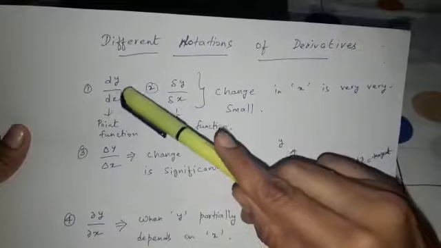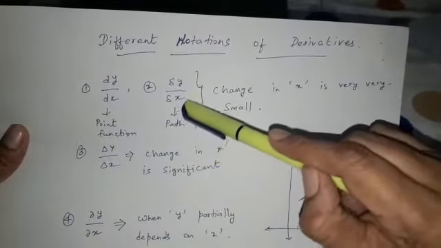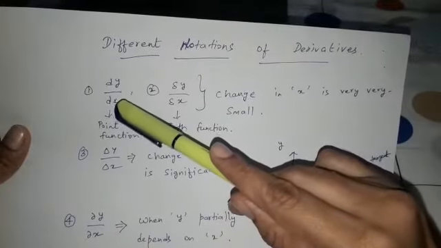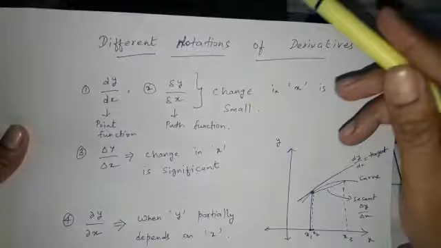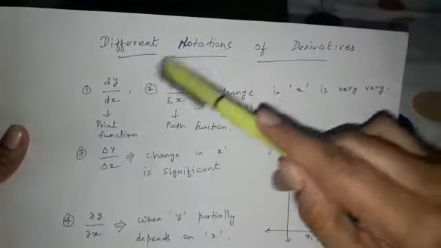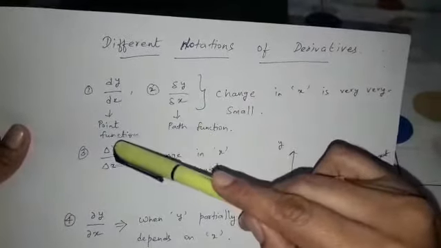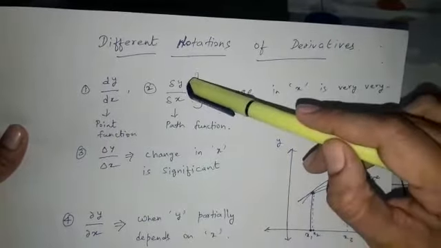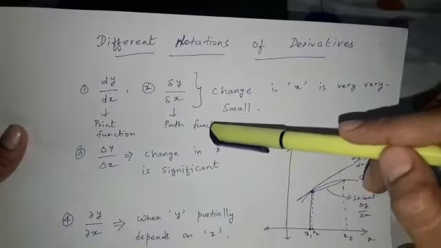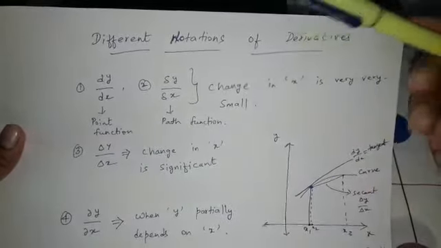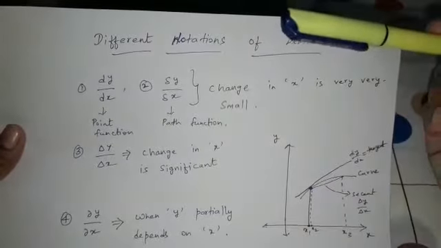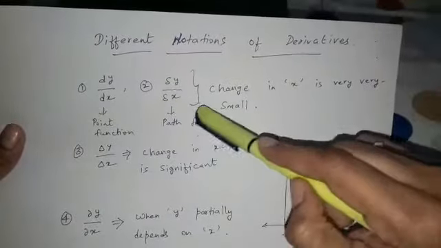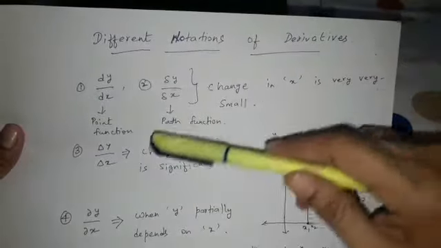Remember, we use this notation only when we want to say that dx, or change in x, is very small. In thermodynamics, dy over dx is used to represent point functions like temperature, pressure, etc., whereas del y over del x is used to represent path functions like work and energy transfer. So this is also one type of difference. The main difference is we use these notations where the change in x is very small.